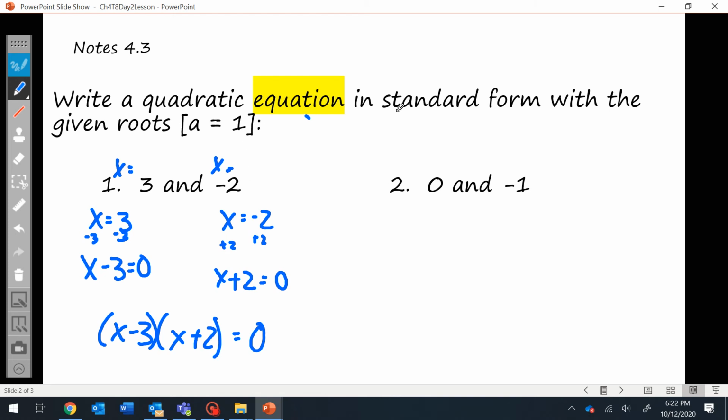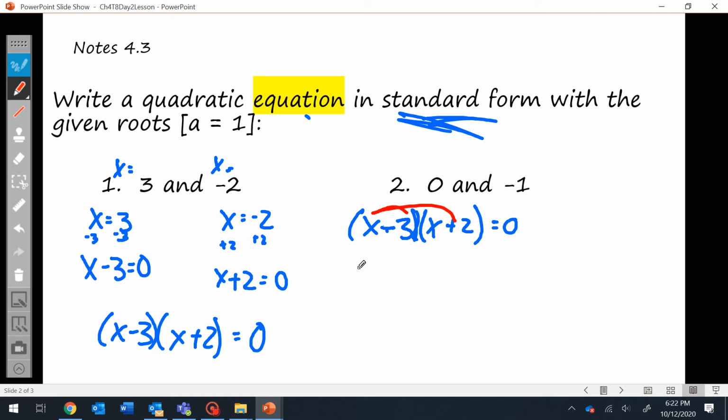But I want the equation in standard form, which means I'm going to have to use the distributive property to expand this: x minus 3 and x plus 2. So I'm going to use the distributive property to put this into standard form. So x times x is x squared, x times 2 is 2x, negative 3 times x is negative 3x, and negative 3 times 2 is negative 6.